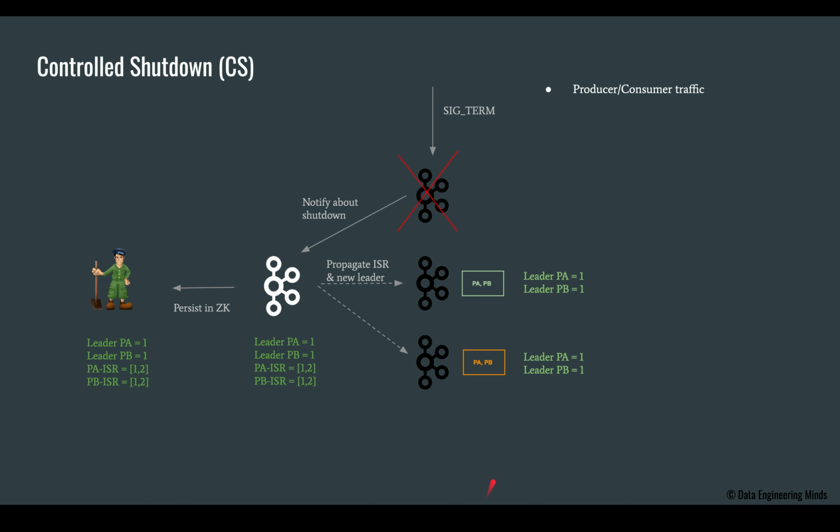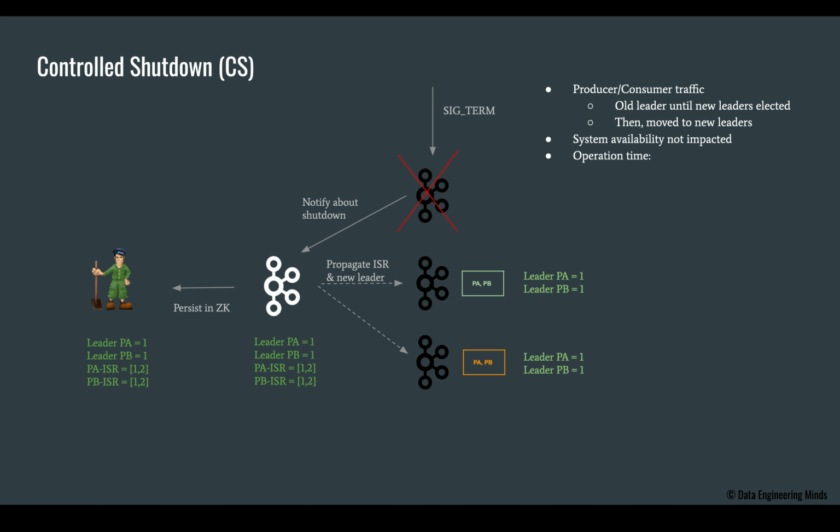In case of controlled shutdown, any producer and consumer traffic happening on the impacted partitions PA and PB will still be happening only on the old leaders. Only after the new leaders are elected and the new updated information is propagated to the remaining brokers, the producer and consumer traffic will be moved to the new leaders. Thus, in a controlled shutdown, the system availability will not be impacted.